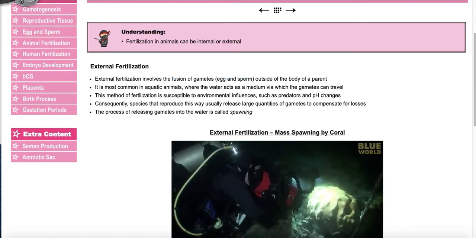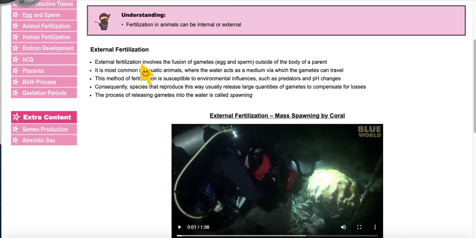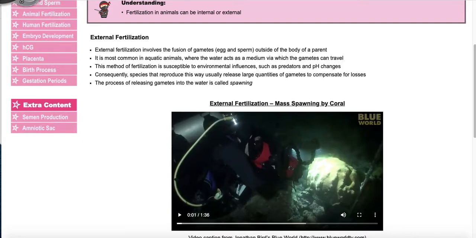We know that external fertilization involves the fusion of the gametes, the sperm and egg, outside the body of a parent. It is more common in aquatic animals because the water acts as a medium for the gametes to travel. But this makes the process a little bit more susceptible to other influences like predators and pH changes.